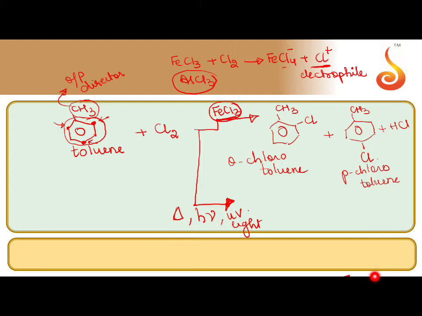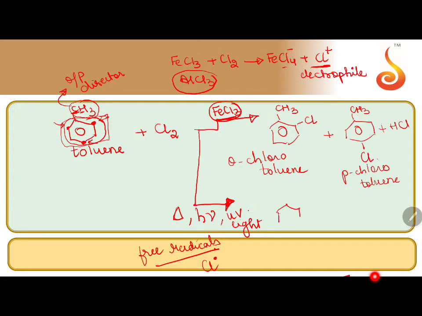We have studied that heat, electricity, light gives rise to free radicals by homolytic fission. Now, Cl plus is not generated. Instead, Cl free radical is generated. So, attack does not take place on benzene, it takes place on benzylic carbon, that is here. This is also a substitution reaction. One of these hydrogens is replaced by Cl.